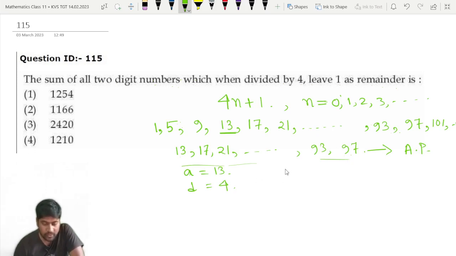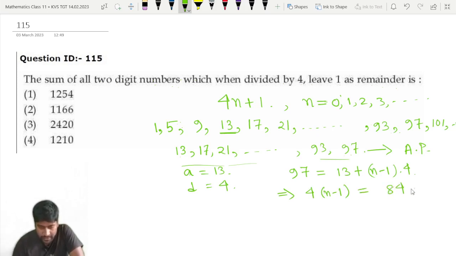So for that, now we will apply the Tn formula. 97 is equal to A plus n minus 1 into D. So we will get 97 minus 13, that means 4 into n minus 1 is equal to 84, so n minus 1 is 21. So n is equal to 22. So the total number of terms is 22. This is the 22nd term. 97 is the 22nd term.